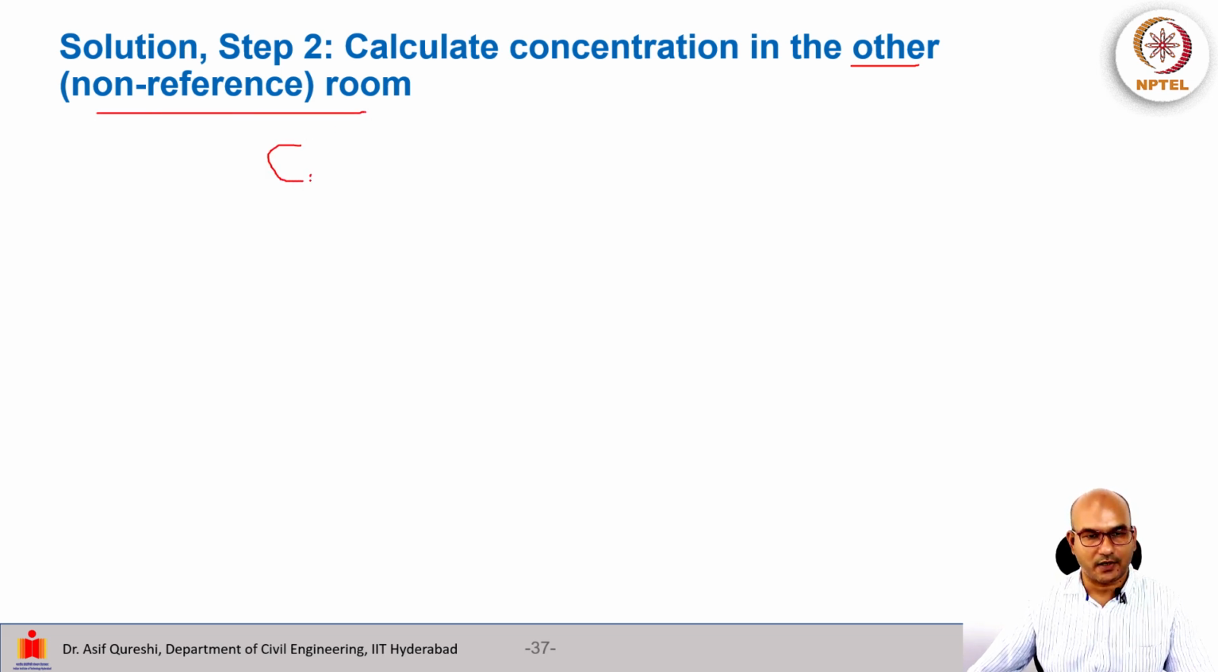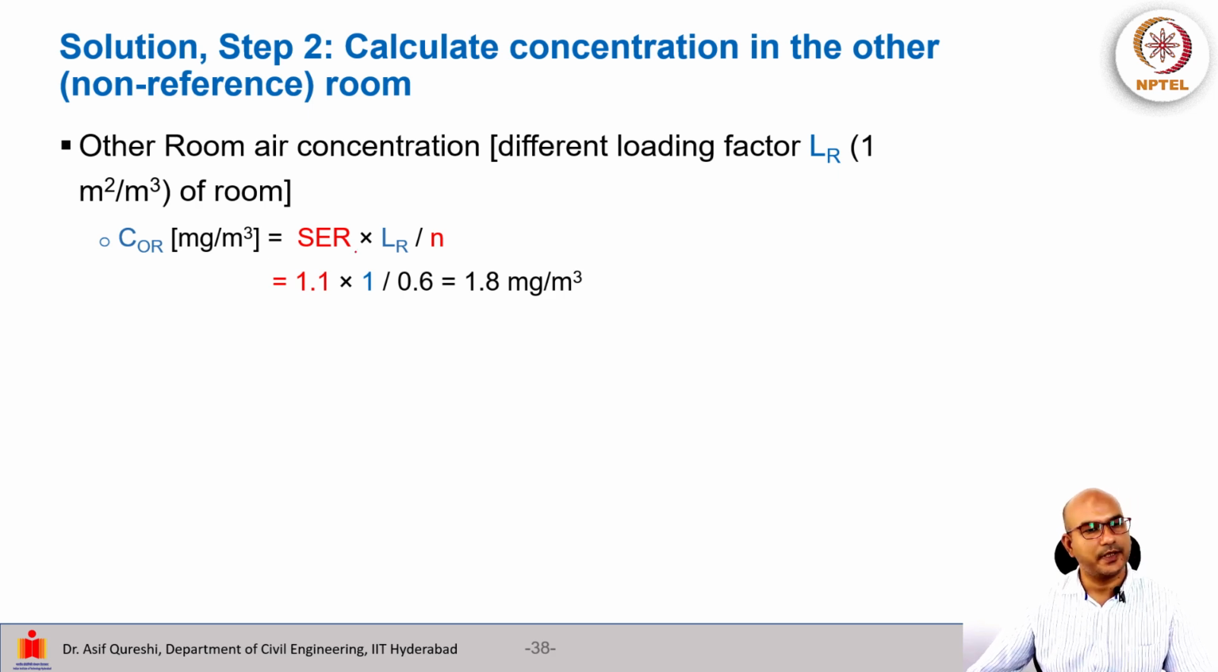So here we have the other room. SER remains the same, but here the loading rate has changed. So we will have LR by N. So this will be the other room air concentration with a different loading factor, which is now 1 meter square per meter cube. COR equal to SER multiplied by LR divided by N. So now we have 1.8.